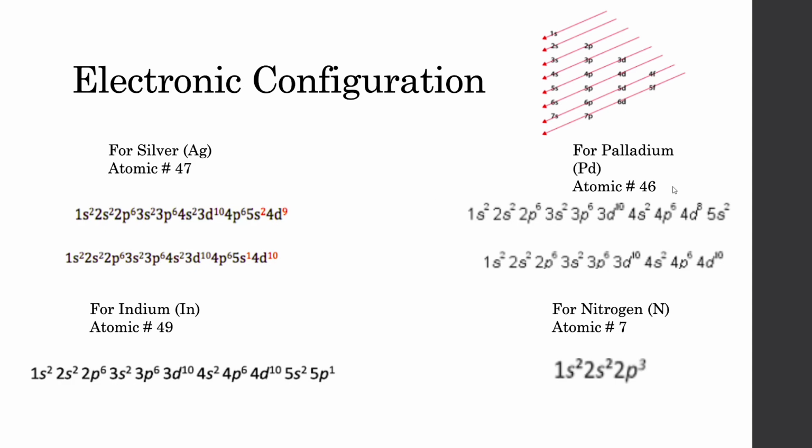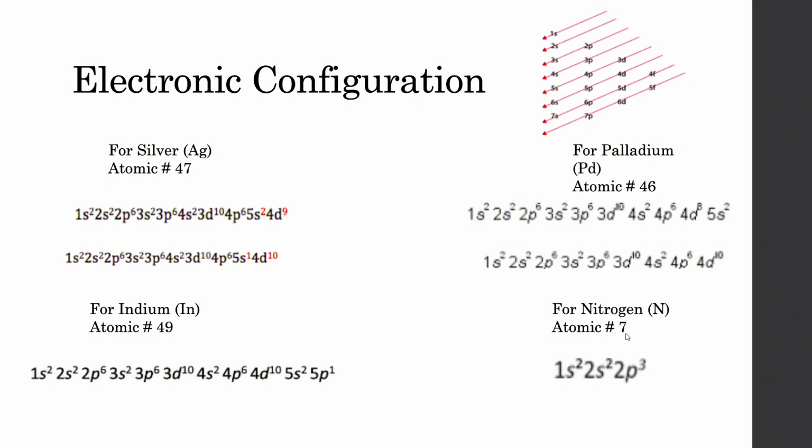For palladium, the atomic number is 46, so it's going to have the same structure except one less electron in the d orbital, and we can put these two electrons in the 5s orbital into the 4d orbital to make a much more stable structure. For indium, with an atomic number of 49, it will have this 4d10 5s2 5p1, which is stable as it is.